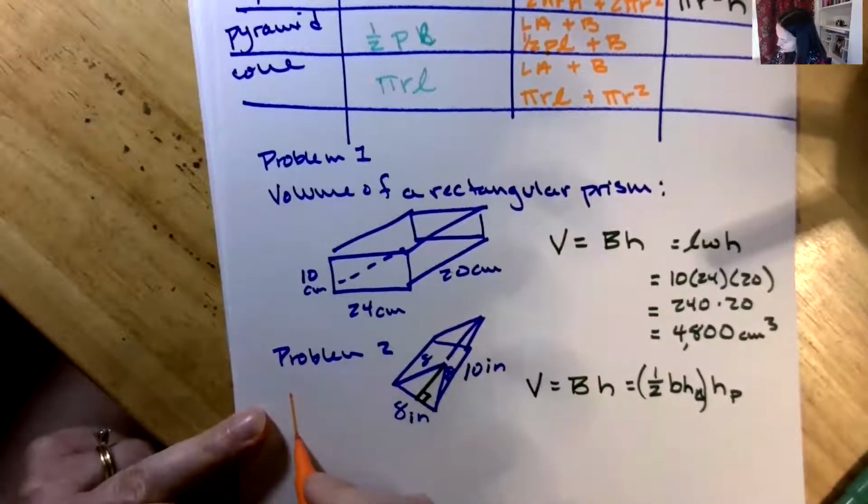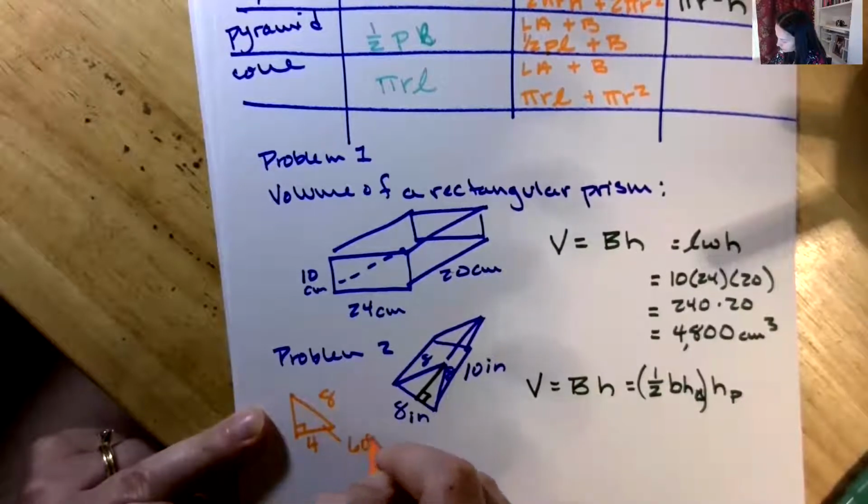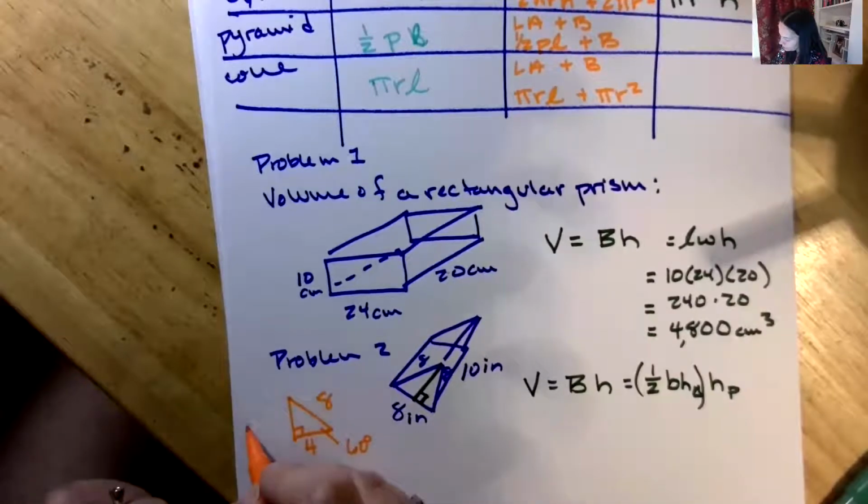Well, I've got a right triangle, don't I? And this is an equilateral triangle, so I also know the angles. This is 4, this is 8. That's 60 degrees right there. So I already know, even with the Pythagorean theorem, that this is 4√3.